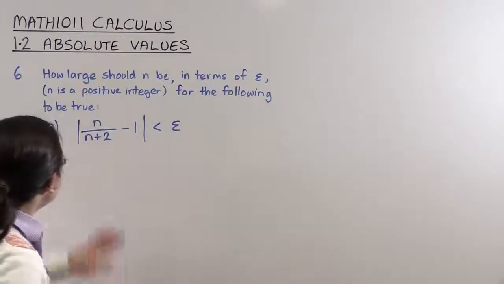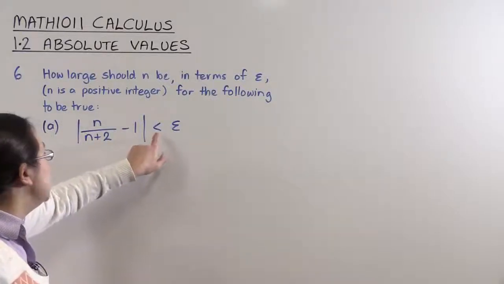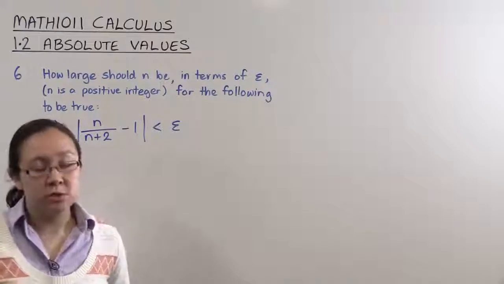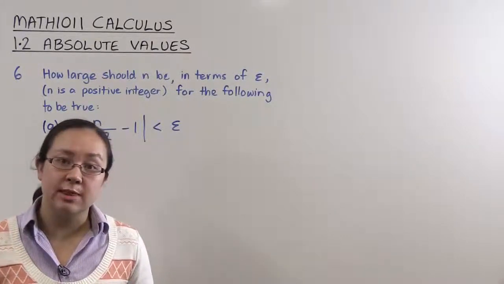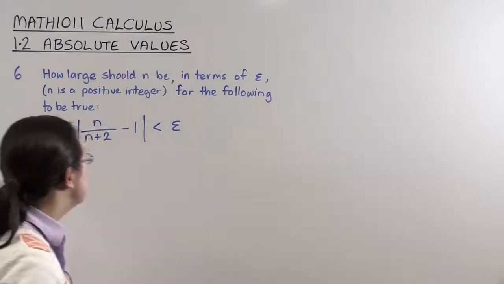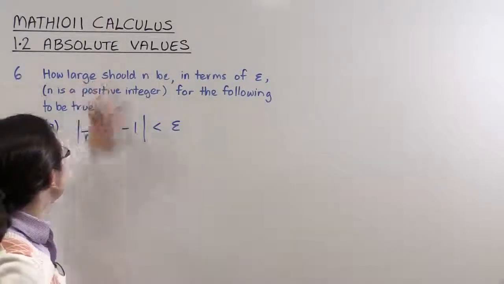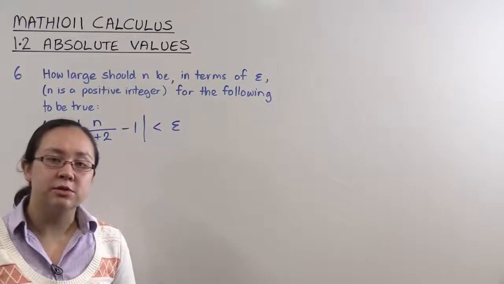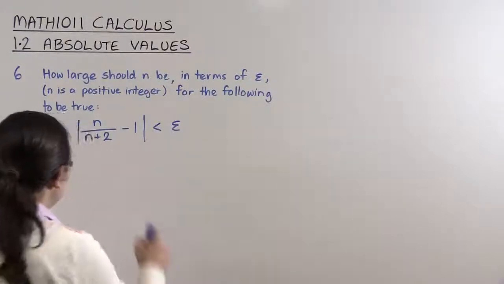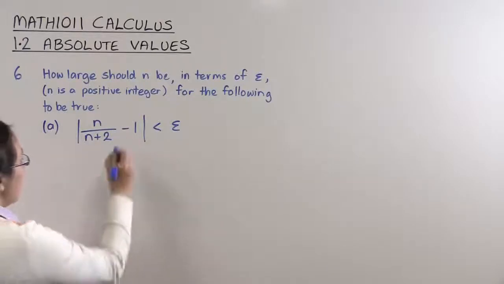Now, if this wasn't an inequality and it was equals, the question would really be, what is n in terms of epsilon? In other words, make n the subject. So that's what the question is really, but it's phrased how large should n be just because it's an inequality as opposed to an equals here. So I want to make n the subject here.